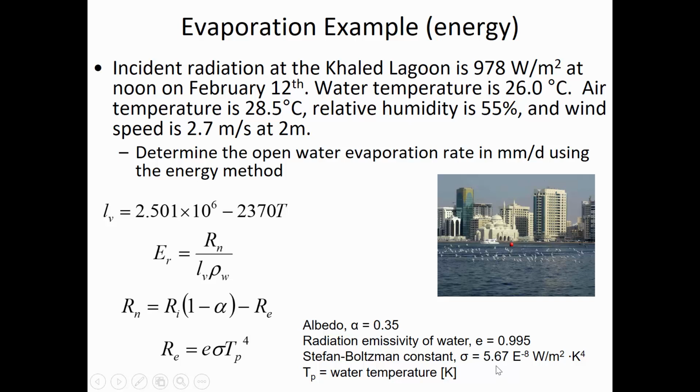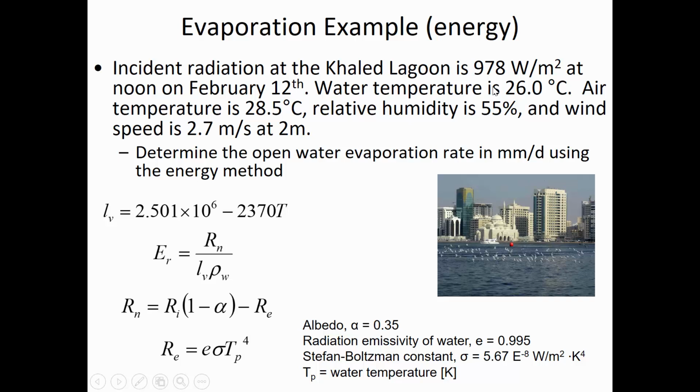All right, so just to kind of demonstrate how all the pieces fit together, we're going to look at this energy method for predicting the rate of evaporation in a lagoon, where we have the incident radiation being measured as 978 watts per square meter. And you'll remember that that's lower than the radiation out in space, which was closer to like 1,400 watts per square meter. So we've got nearly 1,000 watts per square meter at noon on February 12th.